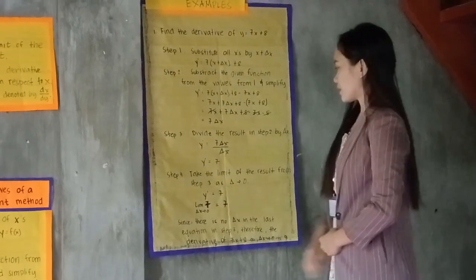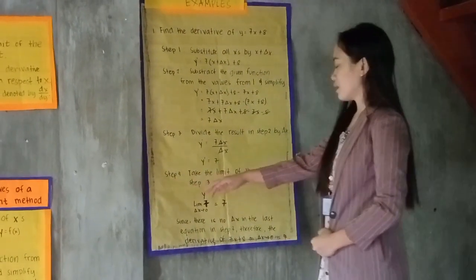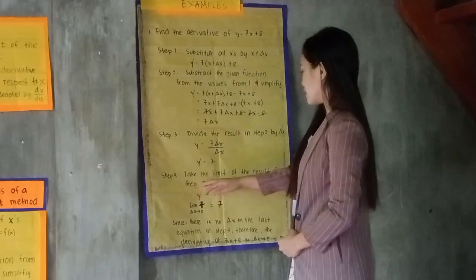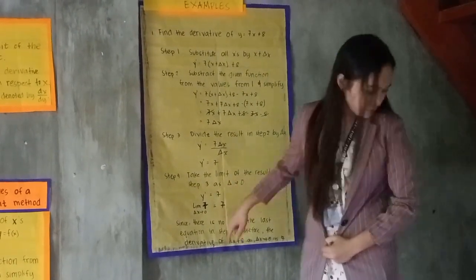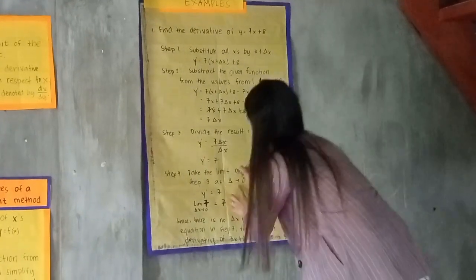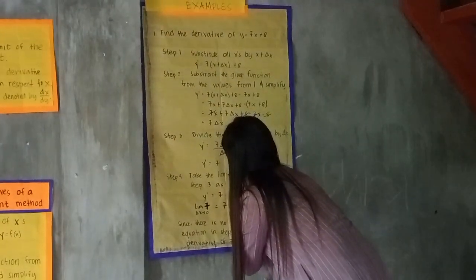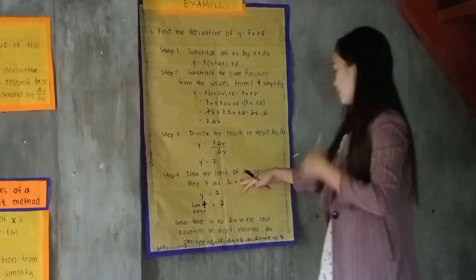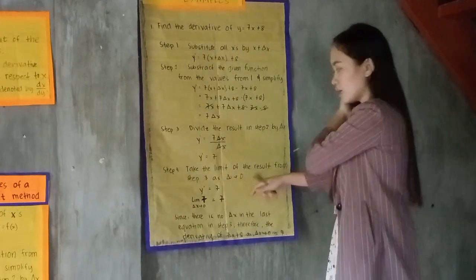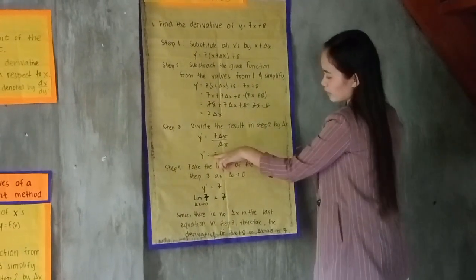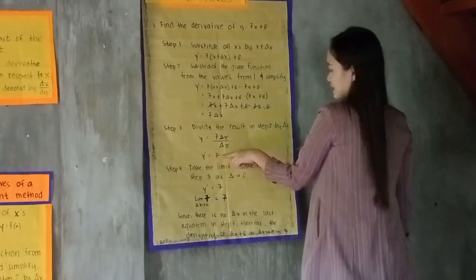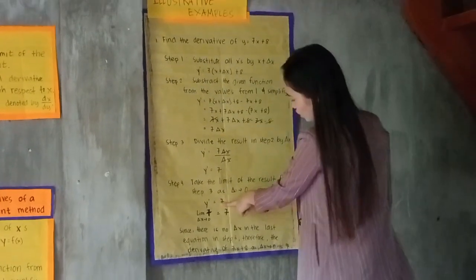So, after step 3, let's proceed to step 4, which is we need to take the limit of the result from step 3 as delta x approaches 0. Since the result of step 3 is y prime equals 7, we copy it here.